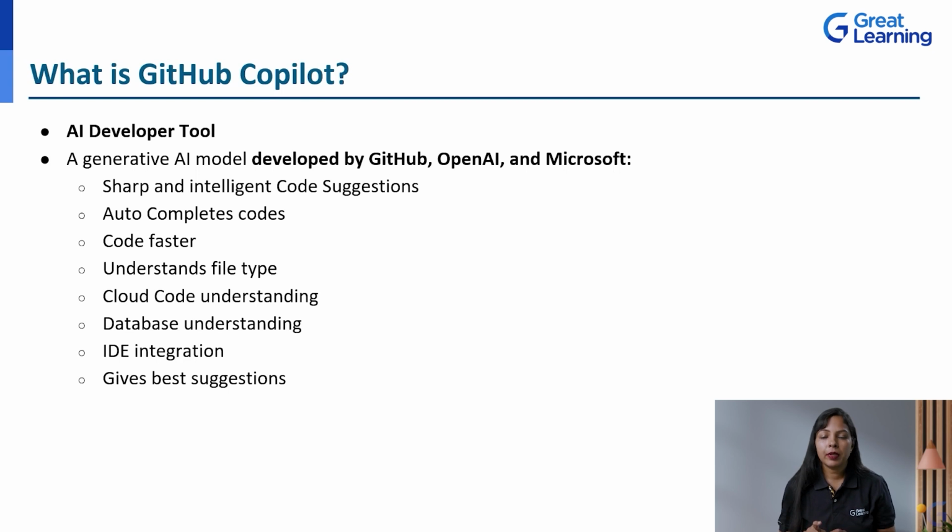IDE integrations. It can be integrated with a lot of IDEs, integrated development environments. Lastly, but not the least, it gives you the best suggestion. As GitHub Copilot is based on an AI generative model, and this model is trained on a lot of freely available code, that is open source available code, and hence it provides you the best suggestion possible for that particular piece of code or program which you are trying to write. There are disadvantages to it as well. About that I'll talk in a little bit of time, but this is all about the features of GitHub Copilot.